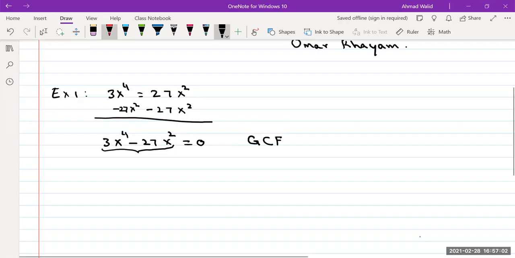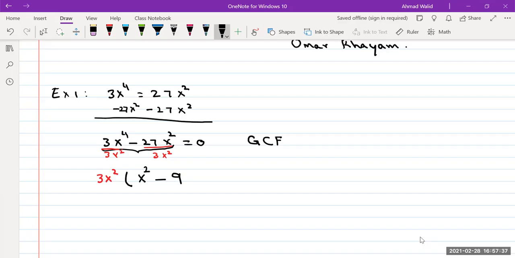Definitely yes. What is my GCF? My GCF is 3x squared. Then I'll open a parenthesis here, and basically what I do, I'll divide here by 3x squared, and I'll divide here by 3x squared. And I'll write my answer inside the parentheses. 3x to the power of 4 divided by 3x squared only gives you x squared. Minus 27 divided by 3 gives you 9. And x squared cancels out with x squared equals 0.